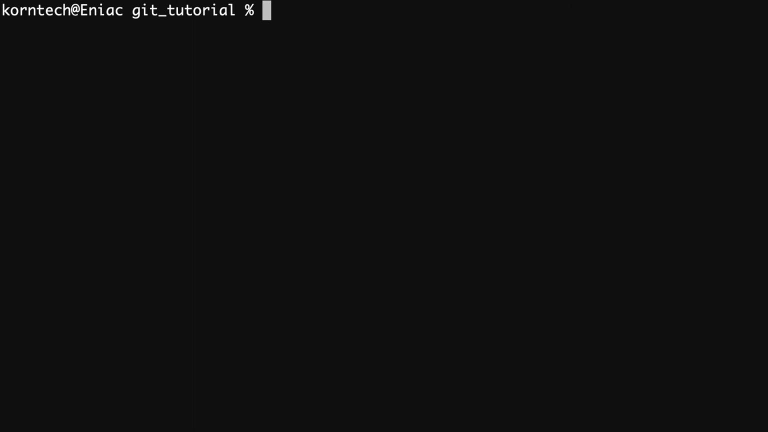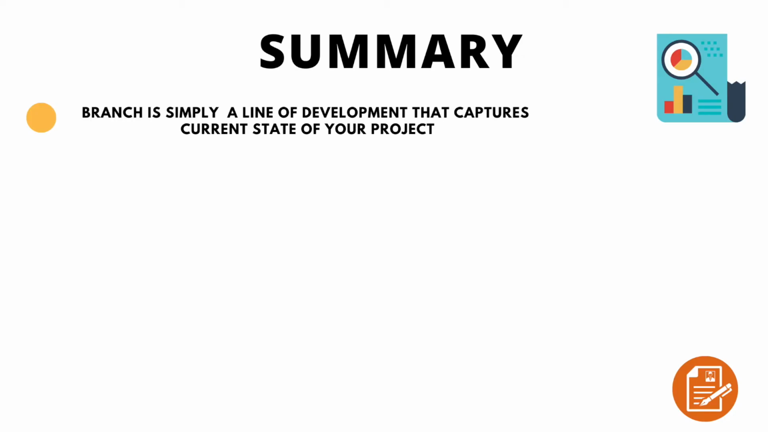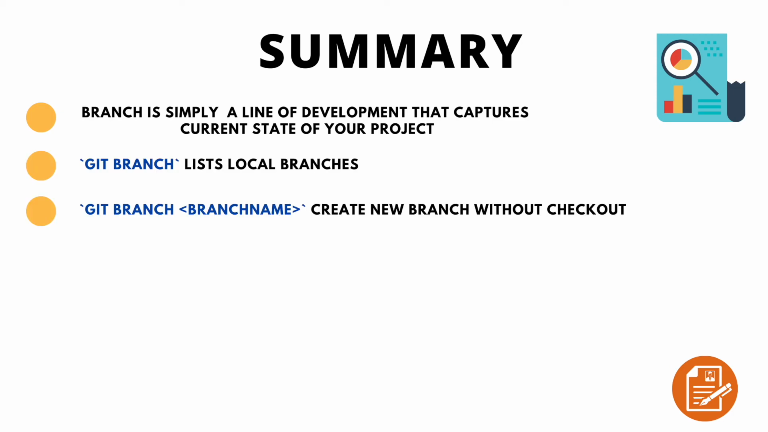So in the next video, we'll go through a scenario in which we'll learn how to merge changes between branches. But to sum up, a branch is simply a line of development that captures current state of your project. In Git, branches are super lightweight since they are just pointers to certain commits. You can list branches using git branch command. To create a new branch, you use git branch command.